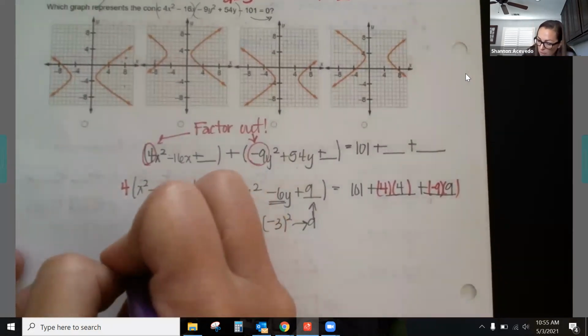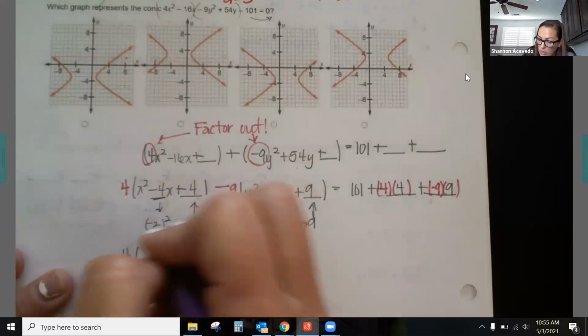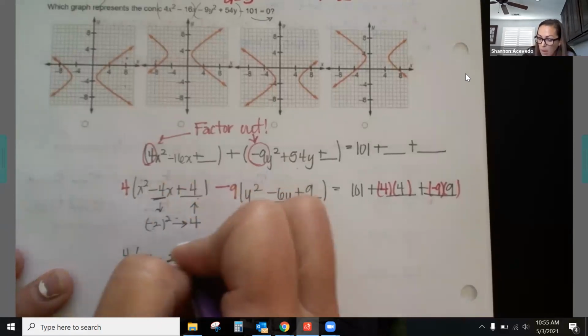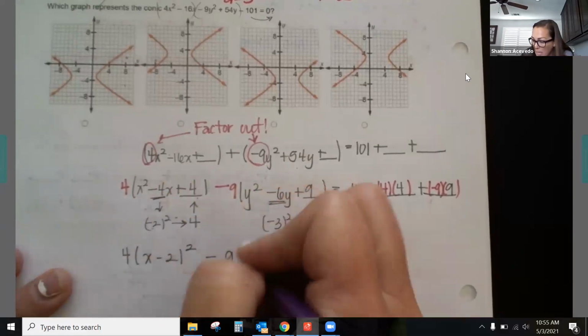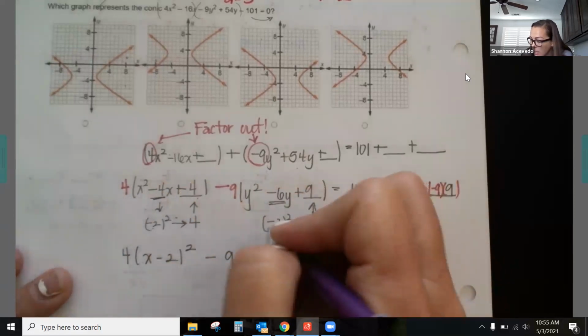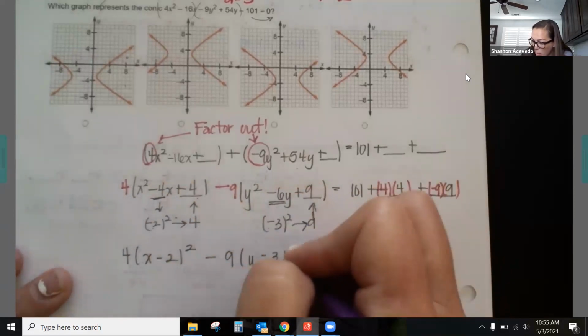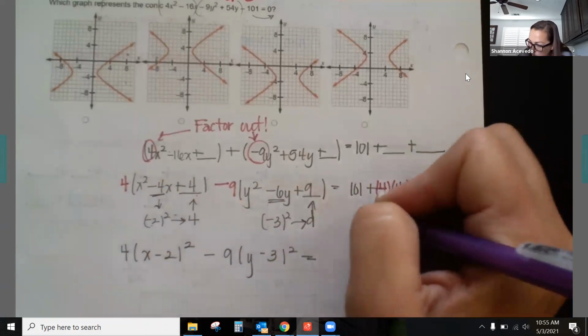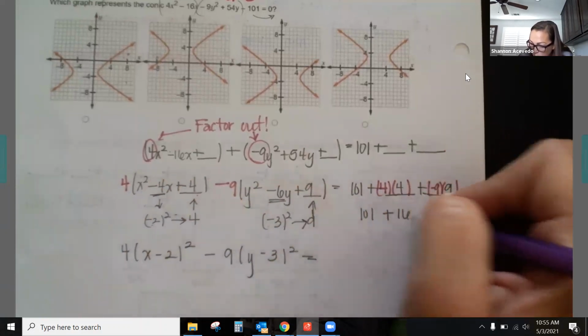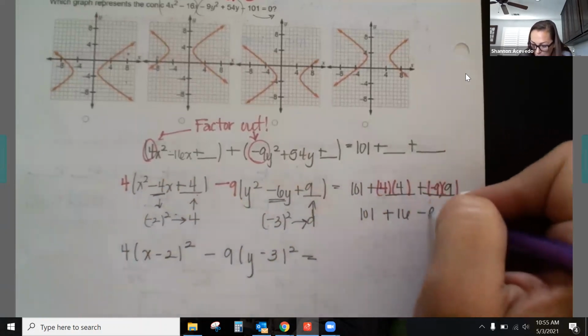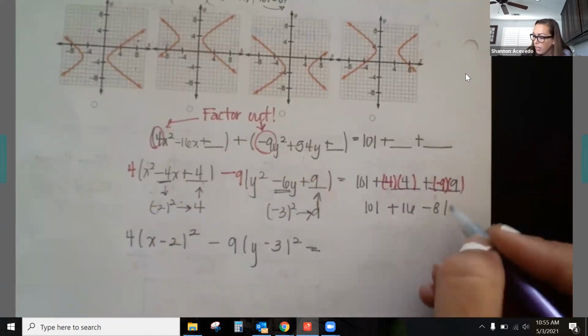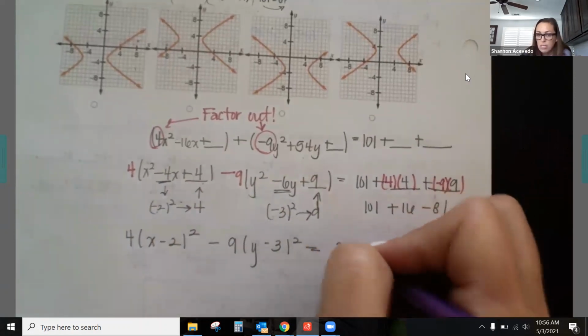So when I write it as a perfect square, it's 4 times x, and what's being squared is a negative 2, so x minus 2 squared, minus 9 times y, and this is a negative 3, so y minus 3 squared, is equal to, this is going to be 101. This is a 16, and this is a negative 81. So this is going to leave me with 36.